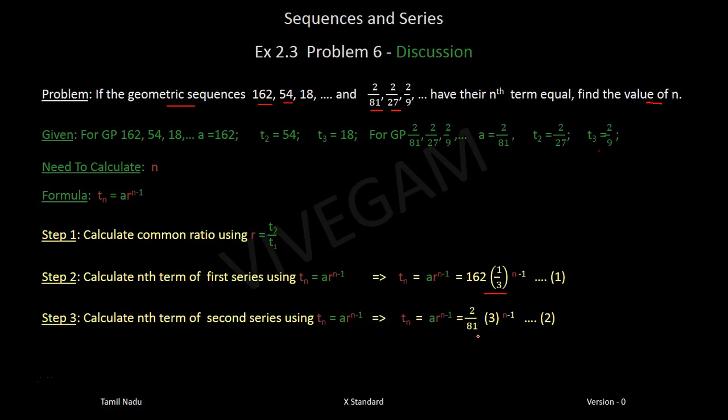Similarly, do that for the second series. a is 2/81 and r is 3. So the nth term is 2/81 times 3 to the power of n minus 1. Now it's given that these two are the same. The nth term of series 1 and series 2 are the same, which means 162 times (1/3) to the power of n minus 1 can be equated to this. Once you equate it, you will have only one variable, n, which can be obtained by solving that equation. So equate 1 and 2, simplify and calculate n.